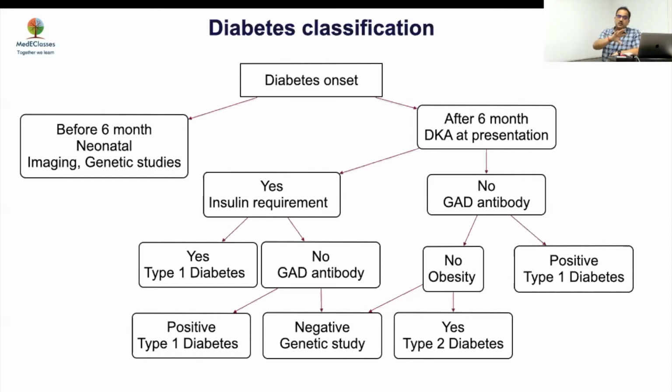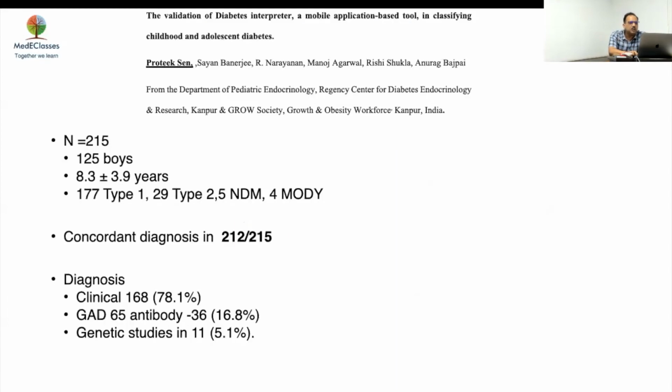And that itself is a big number. In our study, probably it's around 60-70%. You don't need to do a GAD antibody. But if you have DKA followed by no insulin requirement beyond 12 months, do a GAD antibody. Non-DKA, whether obese or not, do a GAD antibody. If you have a doubt, or if your insulin requirement is very low, do it.